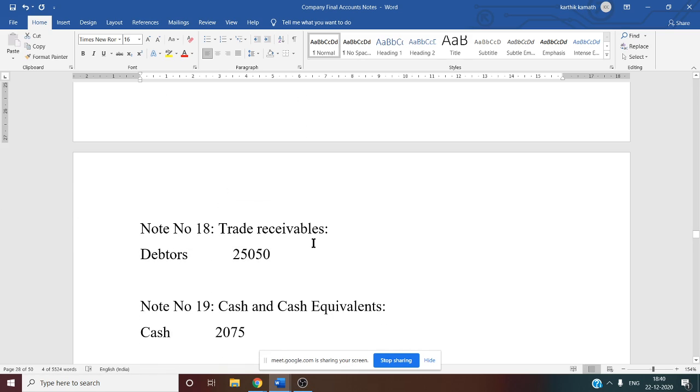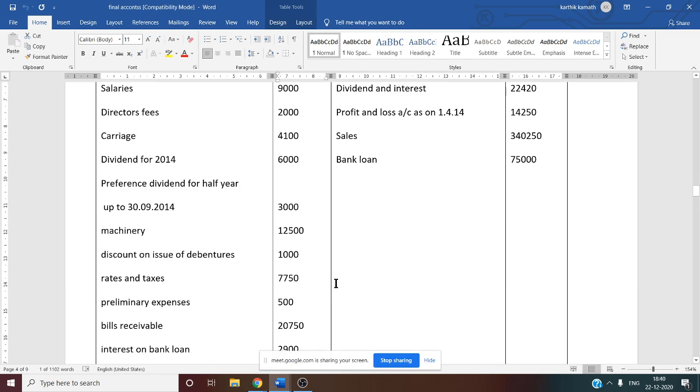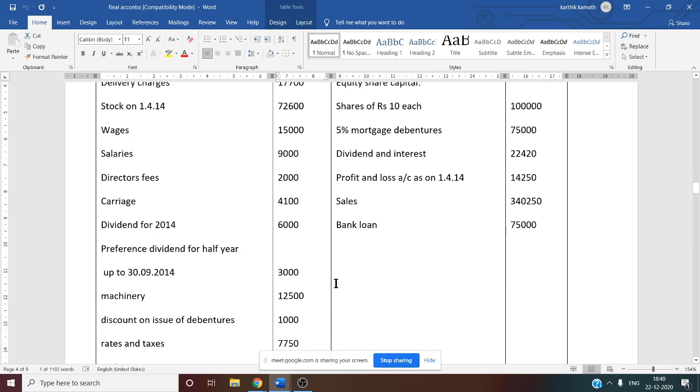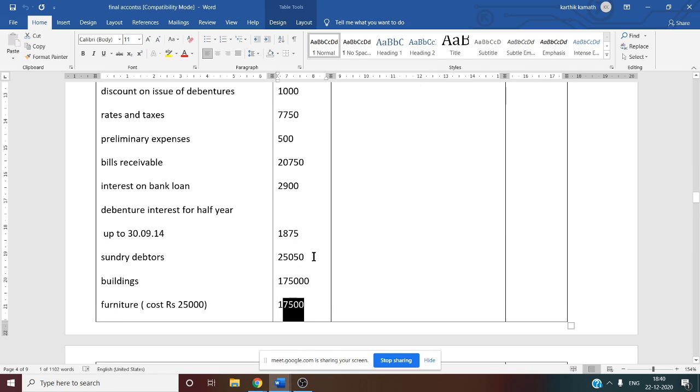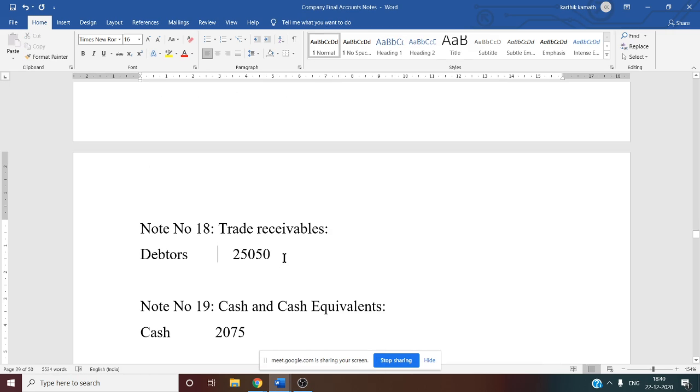Then note number 18, trade receivables, debtor information. We have to see the question, and if there is any adjustment for debtors, we have to consider it. Here, no bad debt. Sundry debtors 25,050, no bad debt is given. If bad debt is there, new RBD you have to deduct. So debtors 25,050, note number 18 over.